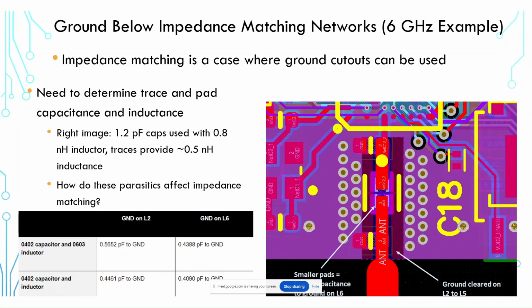Next, ground below impedance matching networks. As I mentioned, this is typically the case you will see when you're dealing with RF designs, or when you're dealing with a digital design that has an RF interface. I would also consider this to be a mixed signal design. Actually, these microcontrollers that have these RF interfaces also tend to have an analog input for an ADC, so they definitely are mixed signal components.